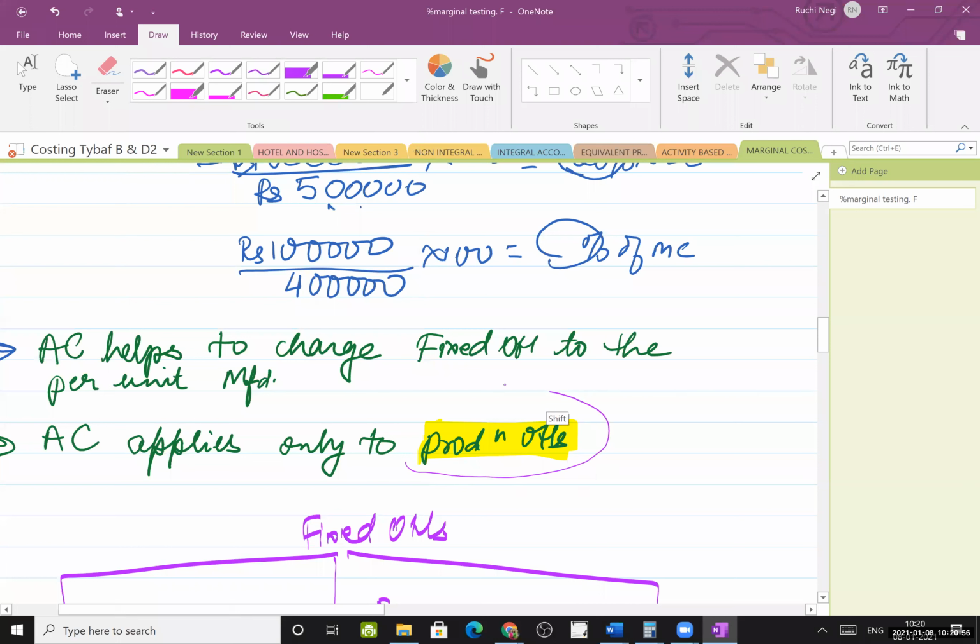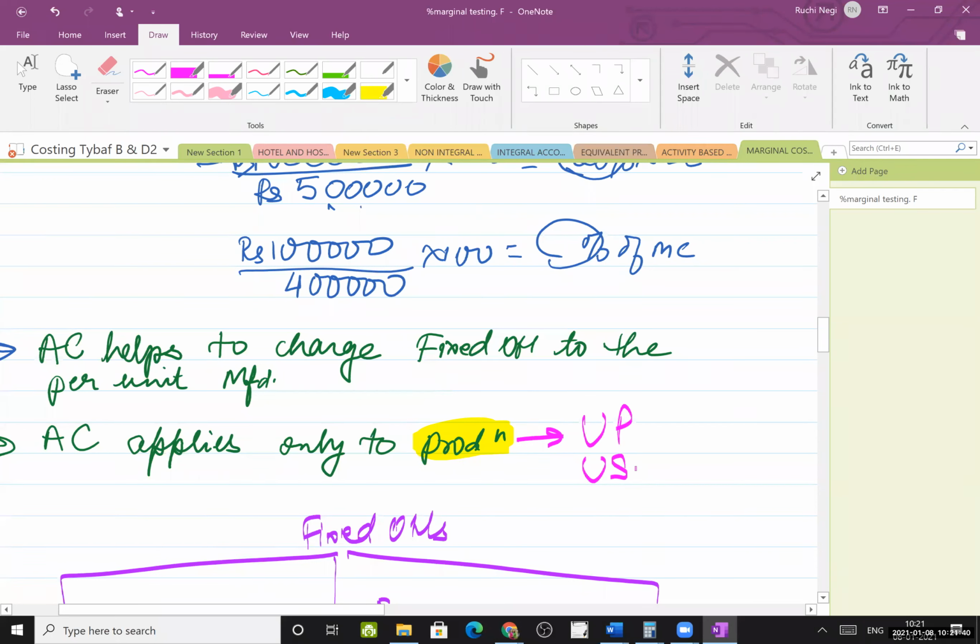when I say it is applied to production overheads, it means it is applied to production. When I say this, it means it gives more emphasis to units produced rather than to units sold.